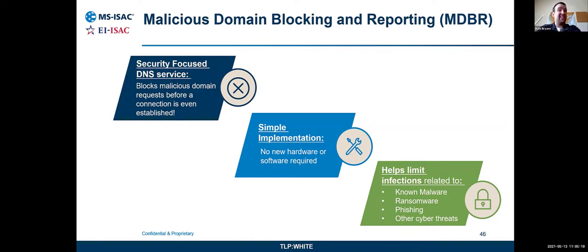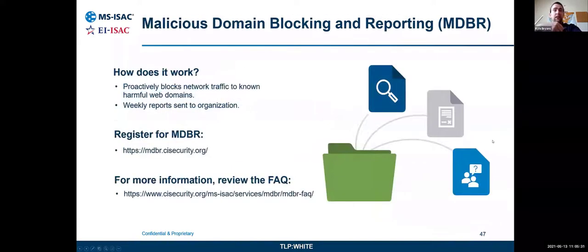It doesn't take any hardware or software. There's no clients that you would need to install, no new software. It's a simple registration page. And on the next page, I will show you how you can get started with this. All you have to do is go to our website and register, mdbr.cisecurity.org. It is a simple registration, and you provide us with your IP ranges. We ask for those so we can relate any blocks to your organization.